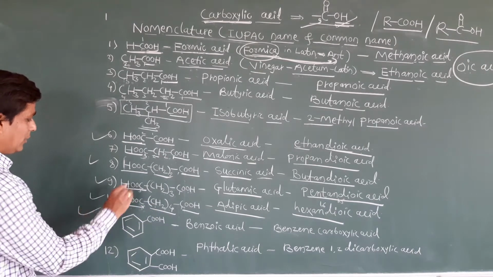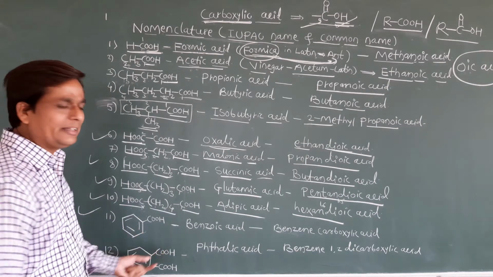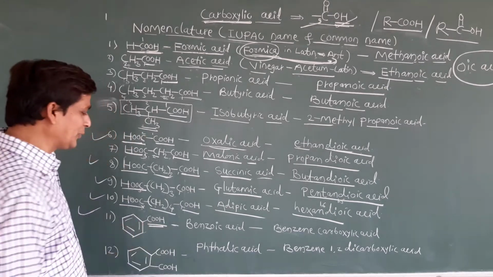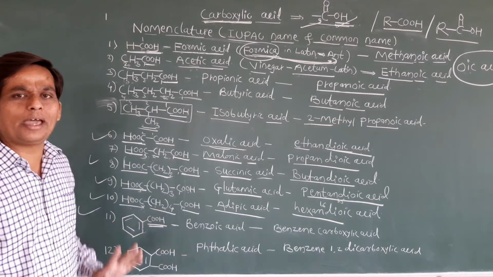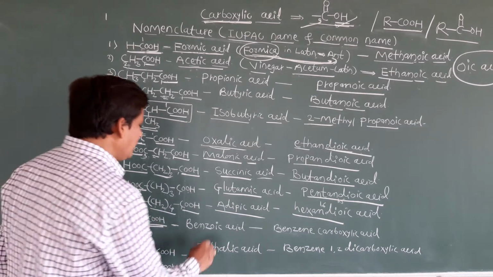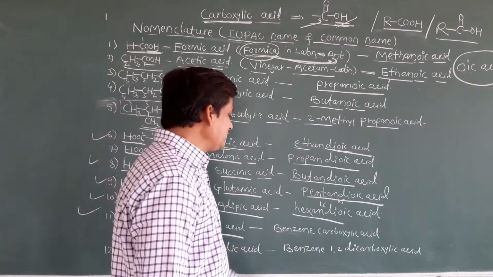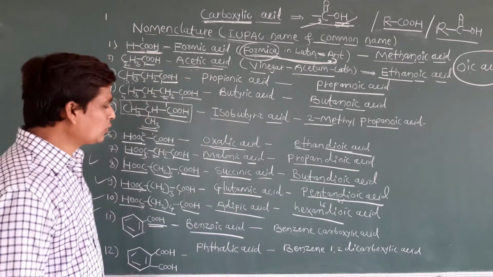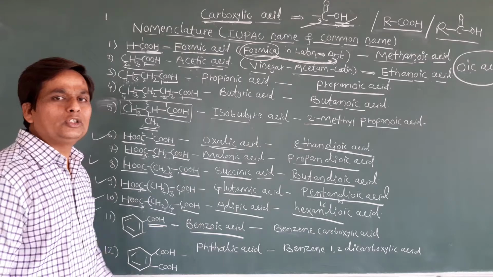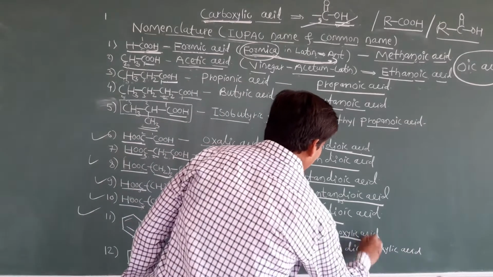See another example. So this aromatic ring, a benzene ring, contains a carboxylic group. We say it is benzoic acid. Benzoic acid is the common name. And what about the IUPAC name? It is benzene carboxylic acid. But commonly we always say it is benzoic acid. It is benzene carboxylic acid.